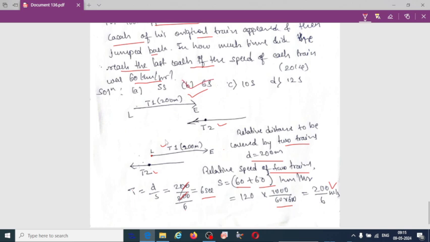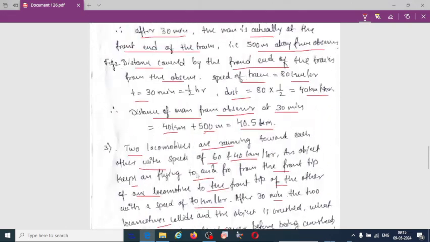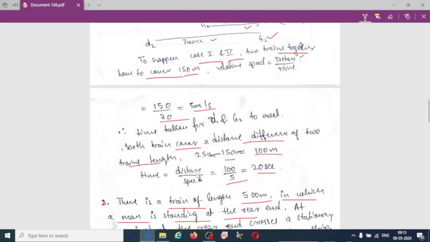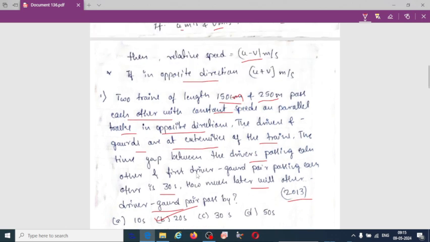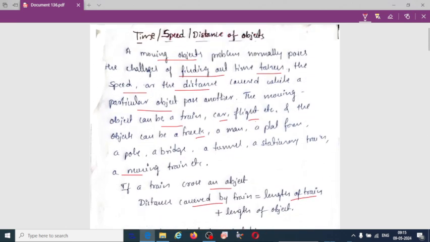So first you try to make a figure of whatever parameters they have given, and then you can easily calculate. This is how you can solve the problems related to finding the speed, time or distance for the moving object.